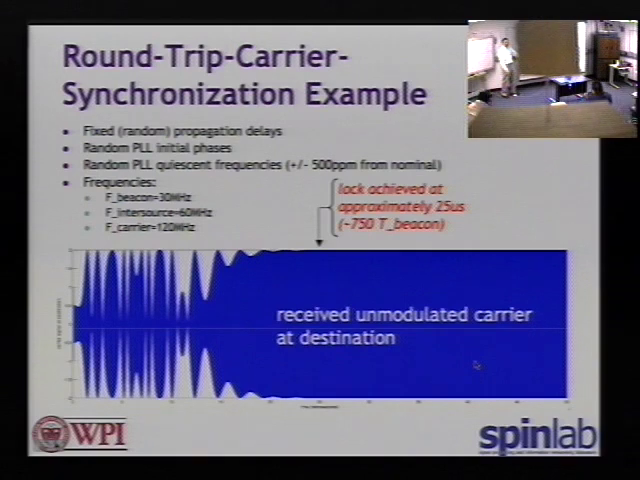So there's nothing about bit timing. There's nothing about symbol timing in this picture, right? And you can see within about 750 beacon cycles, we're at lock. The axis here is -2 to 2. So this would be two unit amplitude sinusoids in phase adding together. Okay?